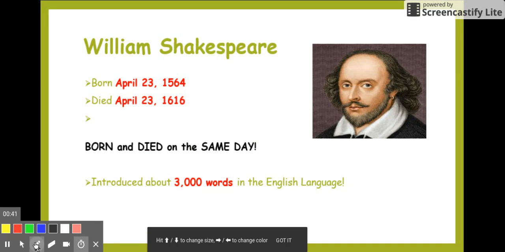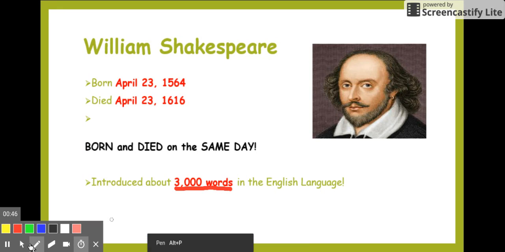Another interesting fact about William Shakespeare is that he introduced about 3,000 words into our language, which is kind of a lot if you think about it.